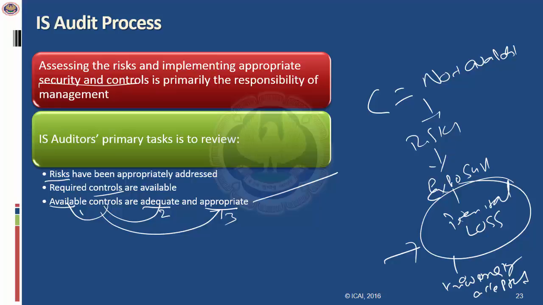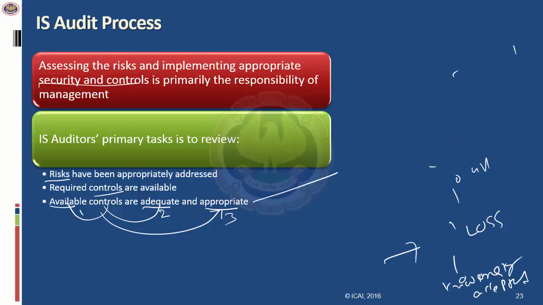Now, let's look at the next stage. Now, we are talking about controls which are not adequate. So, in this case, what is happening? You have got controls which are not adequate.